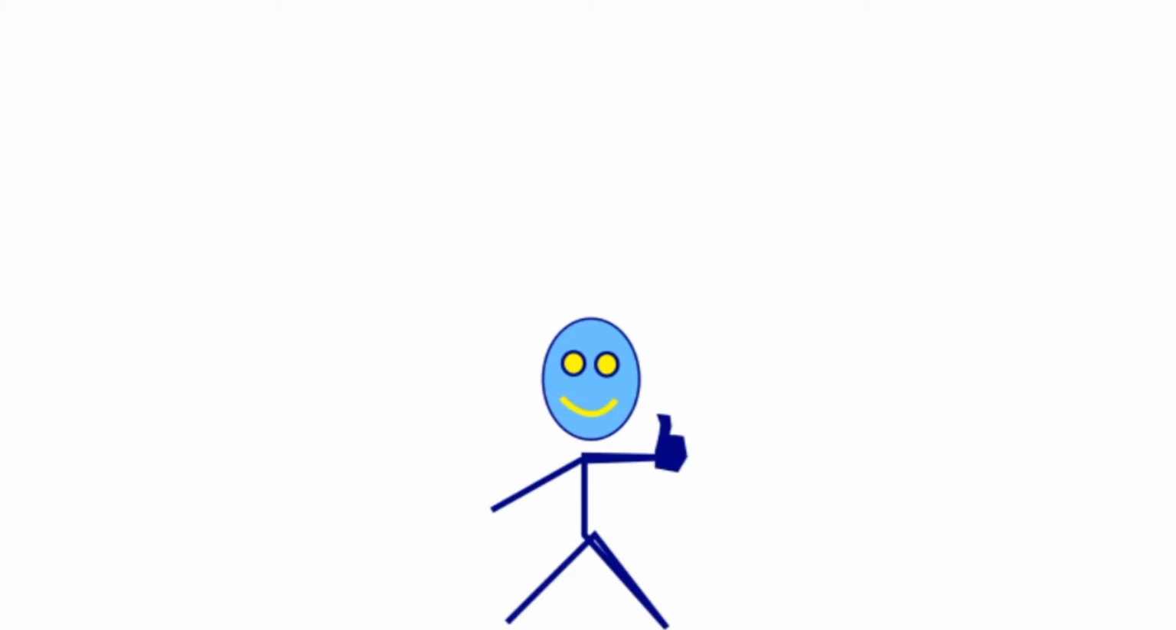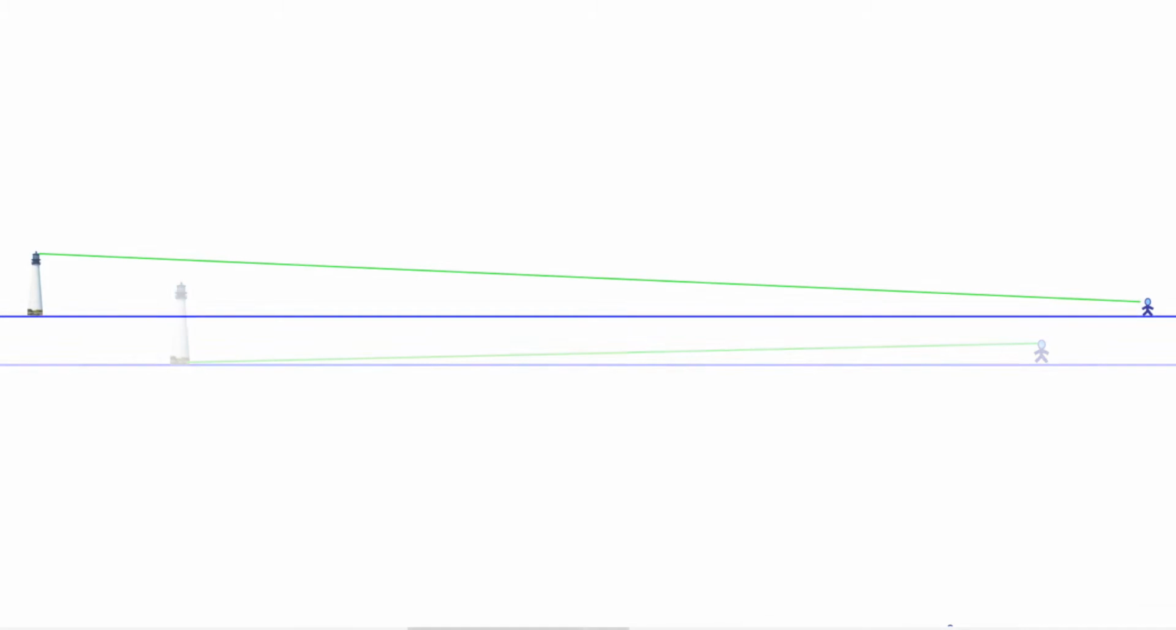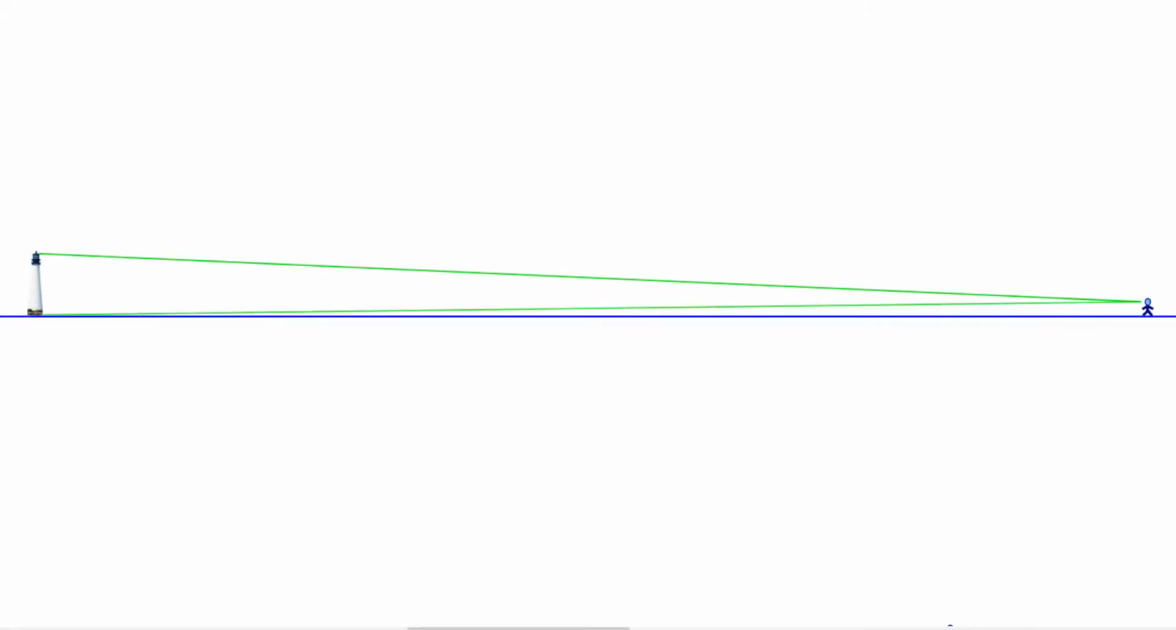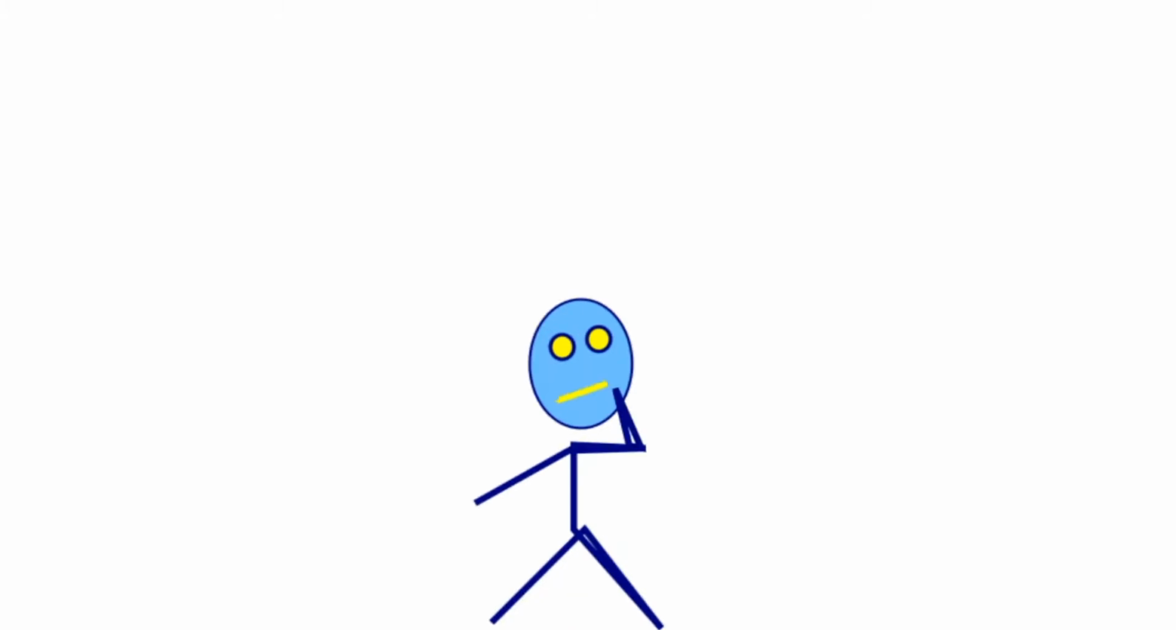Simple, right? But let's consider a perfectly flat plane. We don't need to get higher on a flat plane to see farther. No matter how far away this lighthouse is, we can always draw a straight line to any point of it. So how could there ever be obstruction if the Earth is flat?